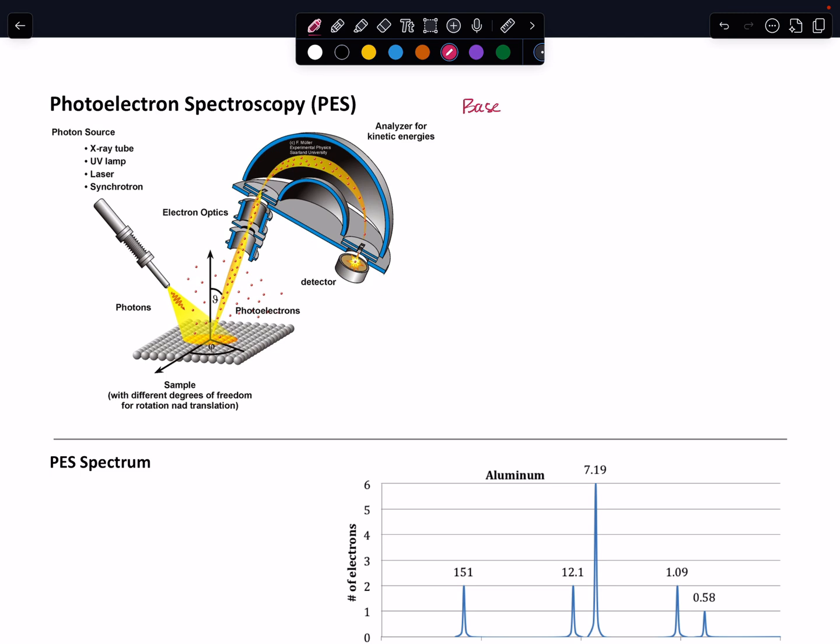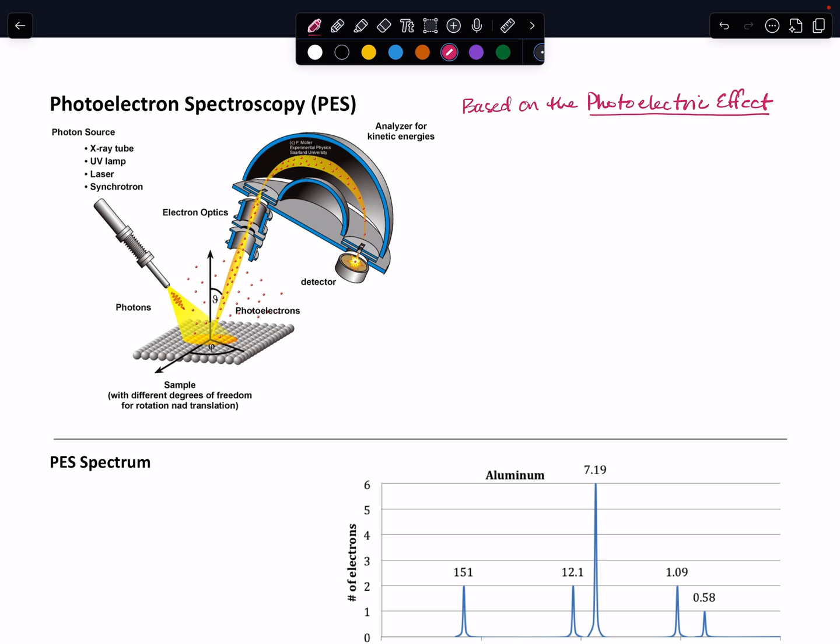So, this is based on the photoelectric effect. Remember, the photoelectric effect was observed and found that if you have a particular metal, you could eject electrons from those atoms if you irradiated that metal with a specific wavelength of light. That ejection was observed as the production of electrical current.